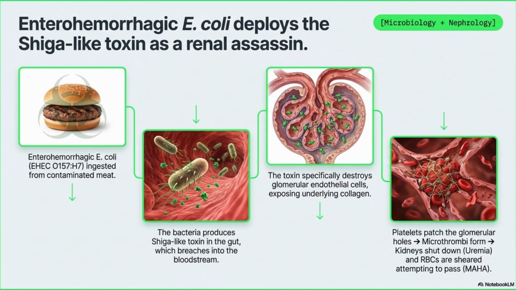Consequently, platelets attempt to patch the glomerular holes, microthrombi form, the kidneys shut down resulting in uremia, and RBCs are sheared attempting to pass, causing the MAHA.